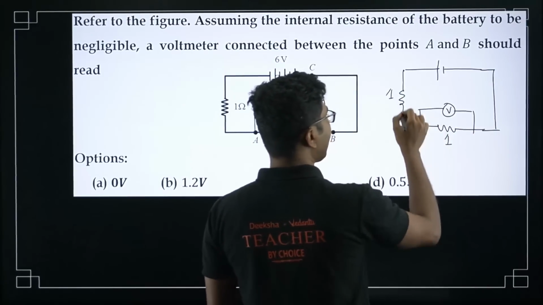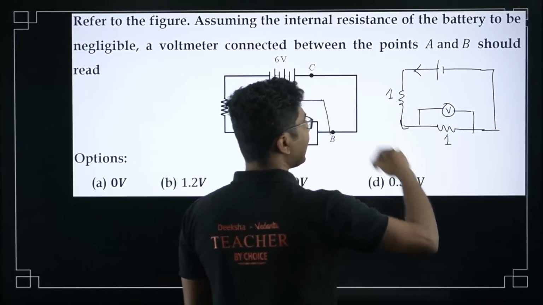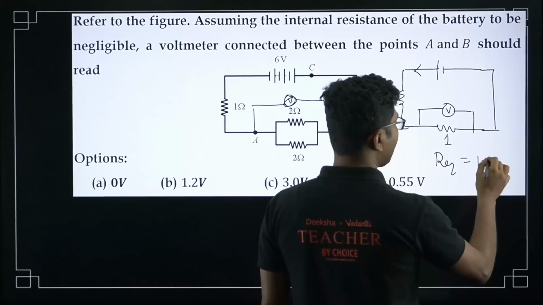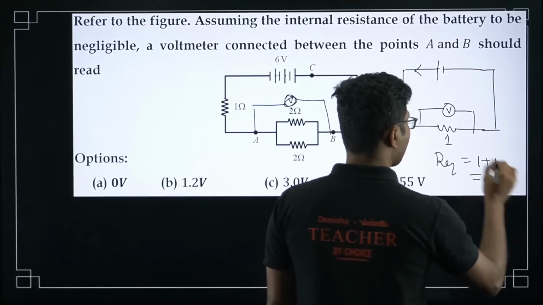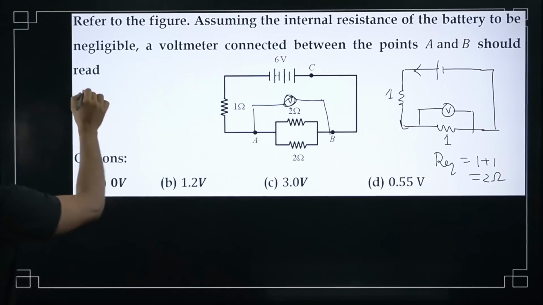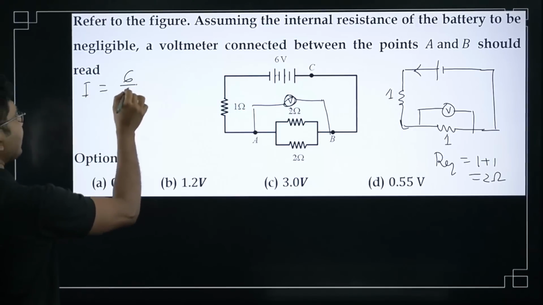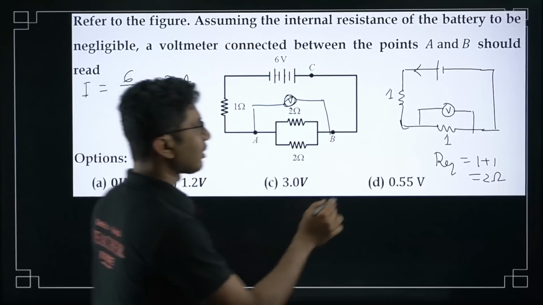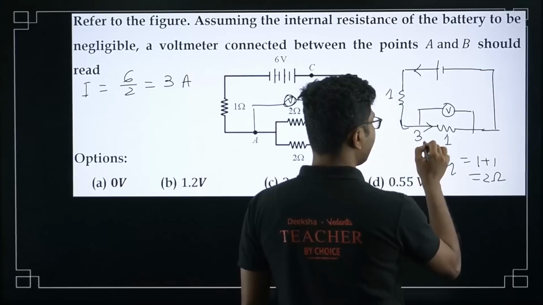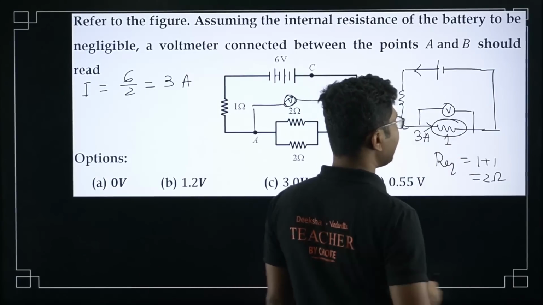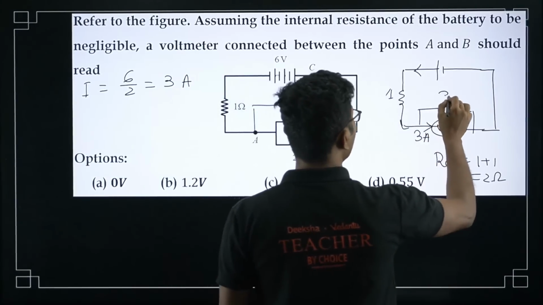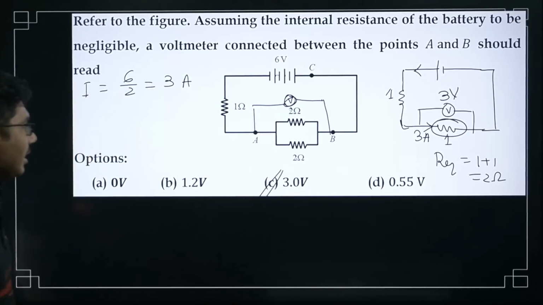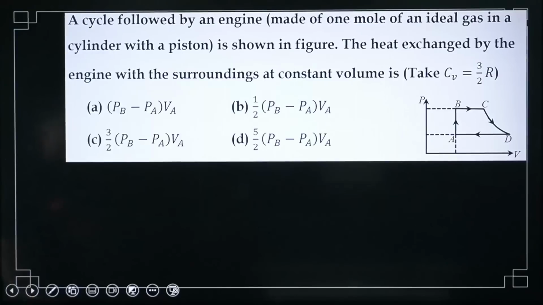Now we have to find the current in the circuit. Total resistance is 1 plus 1, that is 2 ohm. So the current will be 6 by 2, that is 3 ampere. What is the voltage drop across this? Current is 3 ampere, so voltage drop is 3 into 1, that is 3 volt. So the voltmeter will also record 3 volt, right? Option C is correct. Next question.